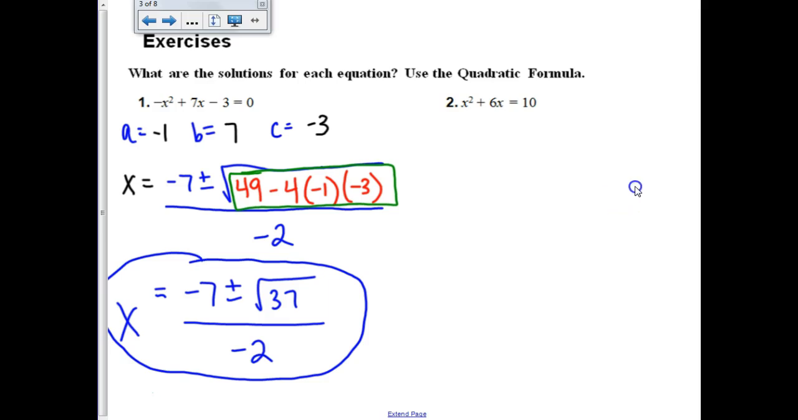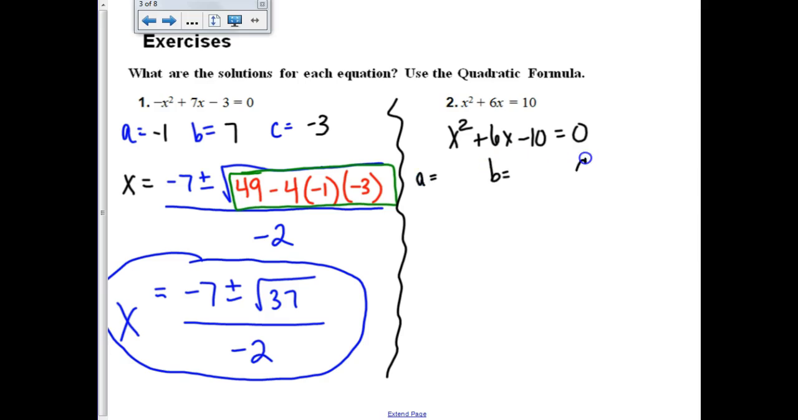Answers looking like that. Okay, we have a bit of an issue here with number 2, though. When I look at number 2, it is not in standard form. So I'm going to have to subtract this 10 over so it's in standard form. We have x squared plus 6x minus 10 equals 0. So I should identify who my A and B and C are. What's the coefficient in front of the x squared? There's a 1 there, right? And then the B value is a 6, and the C value is a negative 10.